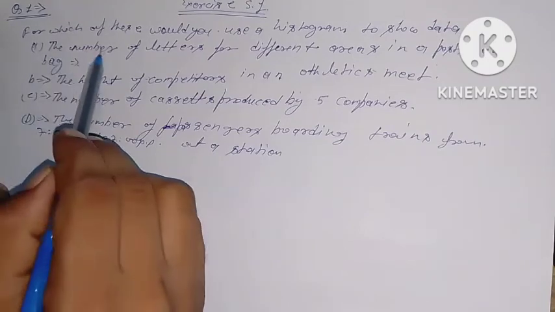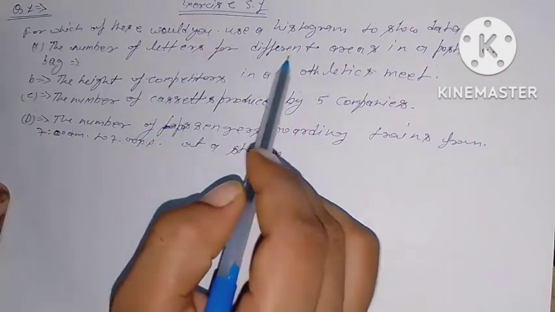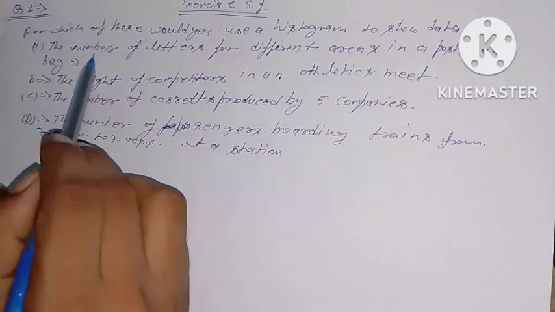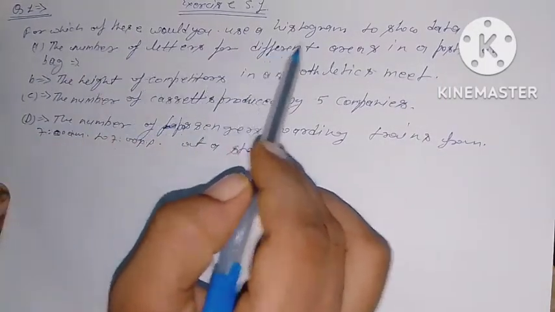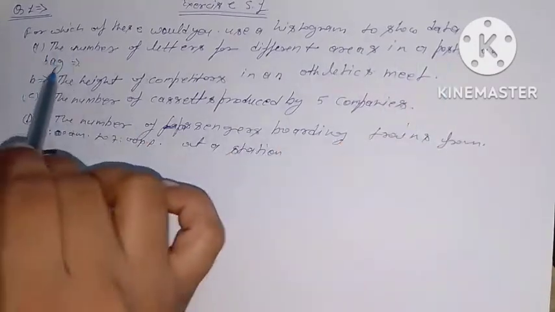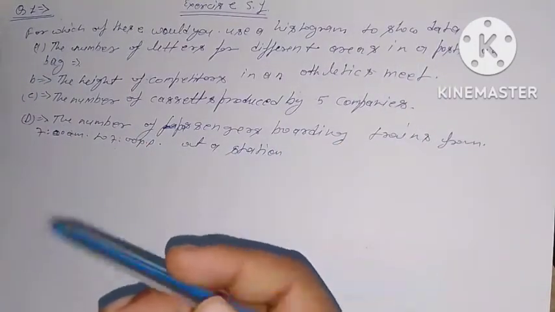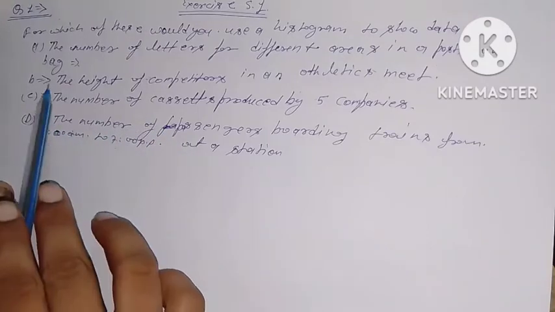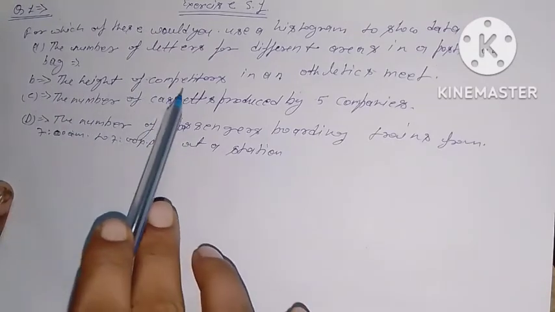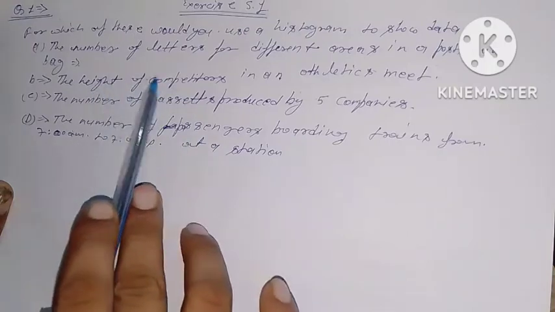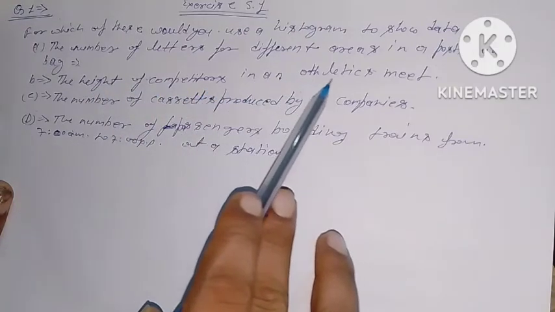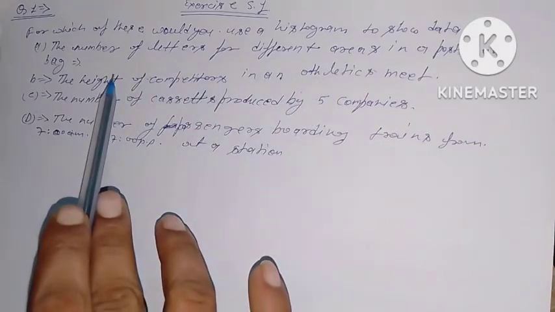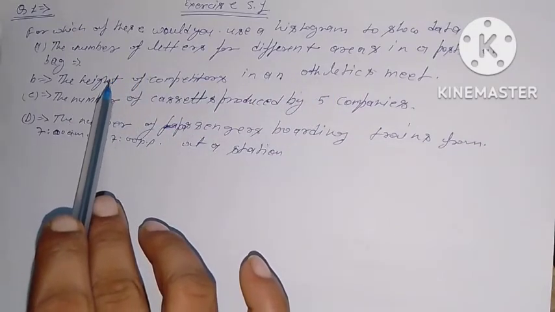Data A, the number of letters for different areas in a postman's bags. That means the number of letters in the postman's bags in different areas. Data B, the height of competitors in an athletic meet. That means in an athletic game, the height of each competitor.